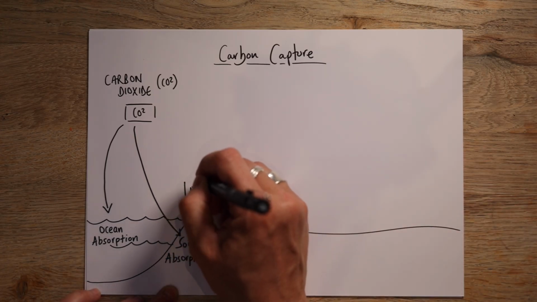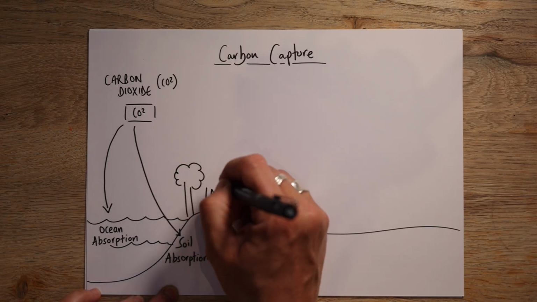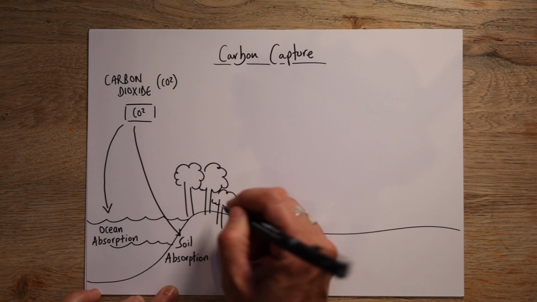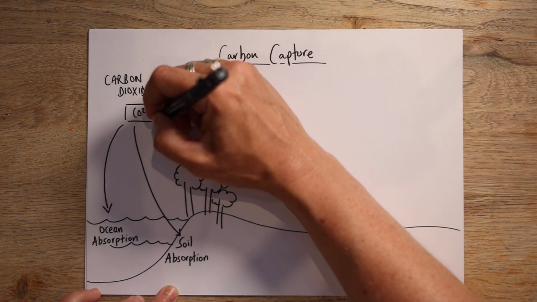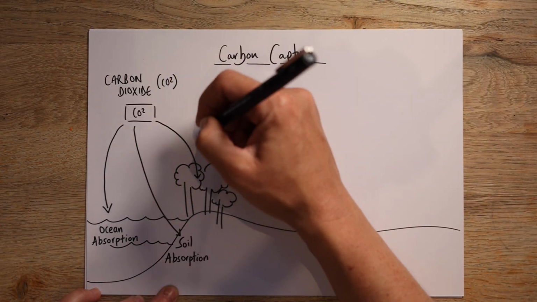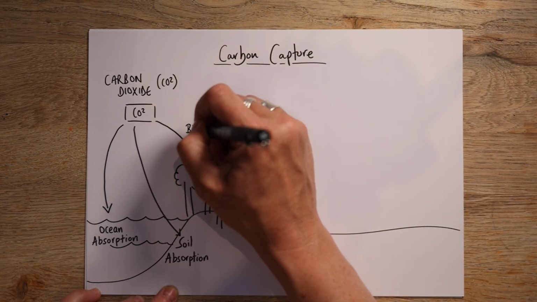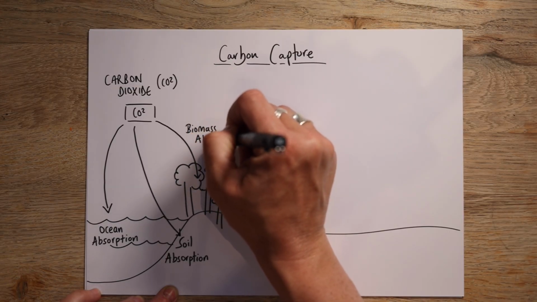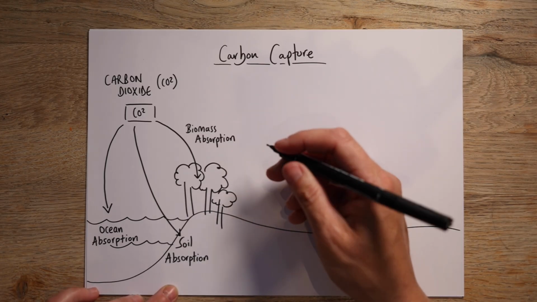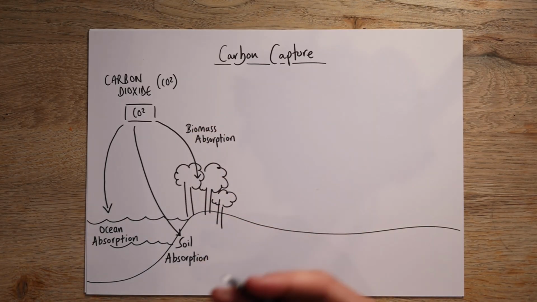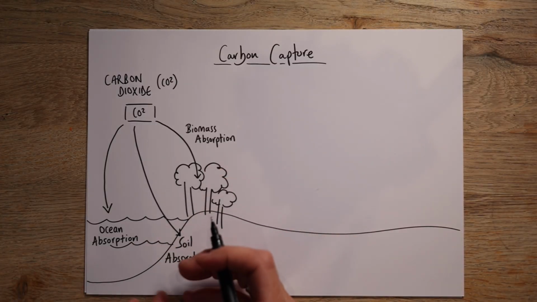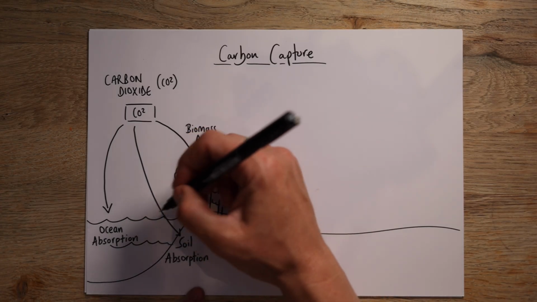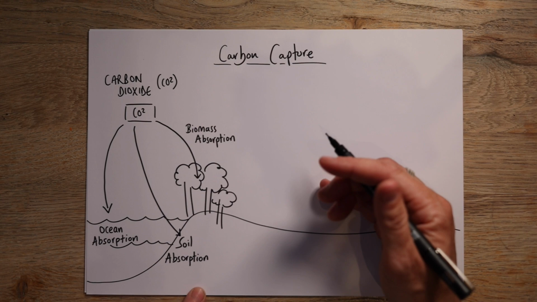If we pop in a couple of trees, obviously they wouldn't be quite this close to the sea, but yeah, if we put some trees in there. The other thing is it goes into biomass, so we call that biomass absorption. Okay, so that's really cool. So what's happening here is the CO2 is being naturally stored in the trees, stored in the soil, stored in the ocean, and that's okay, but the problem is we're producing too much of it.